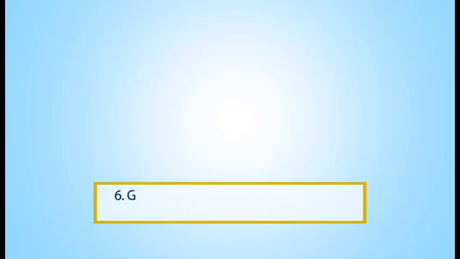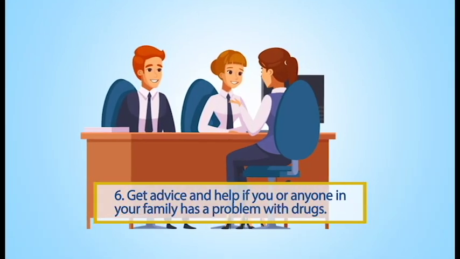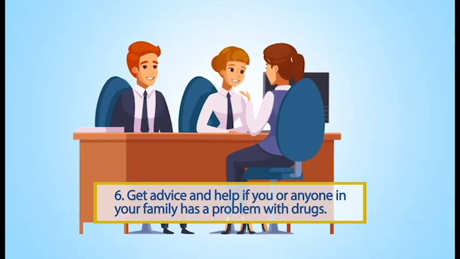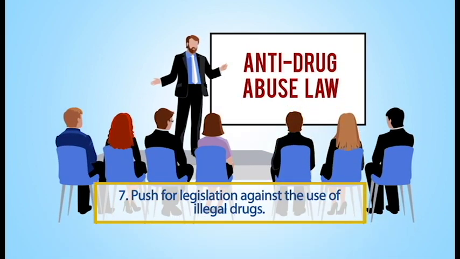Number 6, get advice and help if you or anyone in your family has a problem with drugs. Remember, there are many people and organizations who can help. Number 7, push for legislation against the use of illegal drugs. This means encouraging the enactment and enforcement of laws against drug abuse. The providers and suppliers of illegal drugs should be punished. There should be laws safeguarding the health of the people. If there are existing laws, they should be implemented.